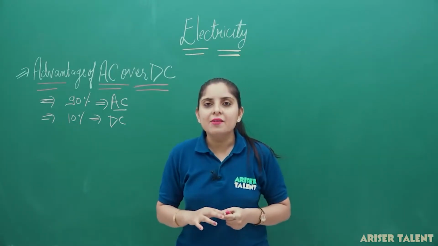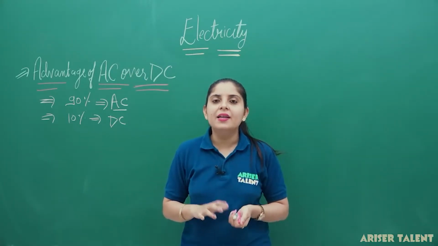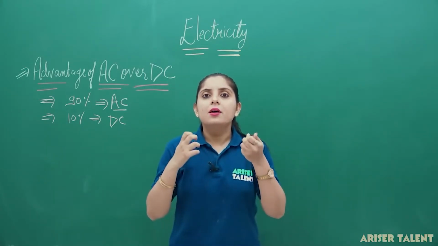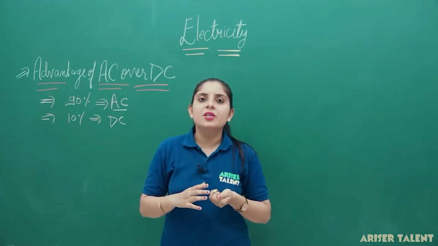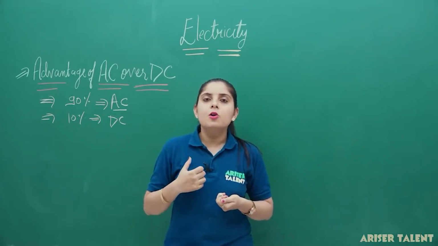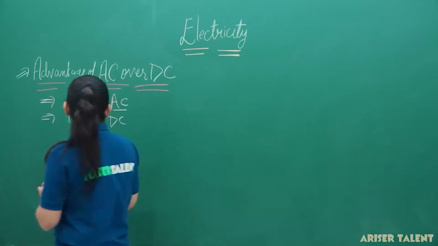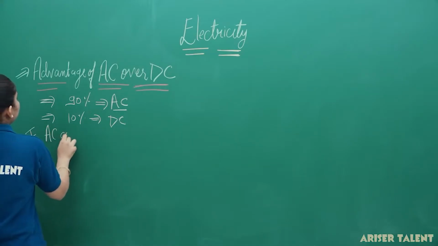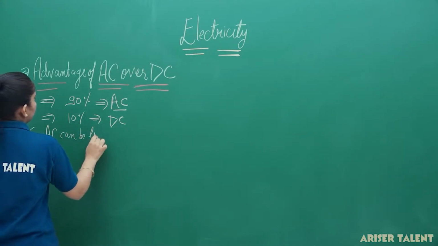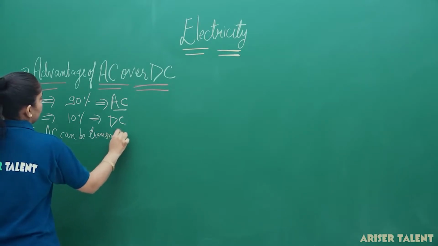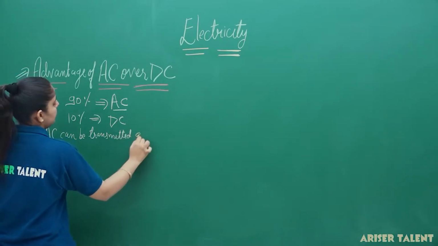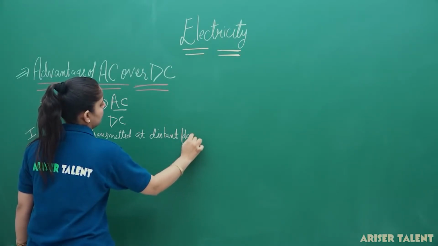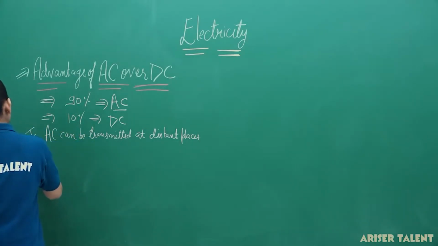Now the first advantage of AC over DC is that AC can be simply transmitted to distant places. It means at places which are very far from each other, we can easily transmit AC over long distances. So the first advantage is that AC can be transmitted to distant places.